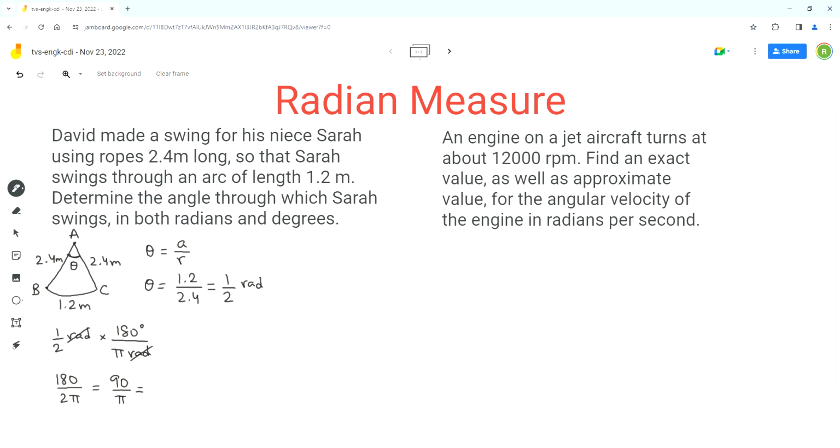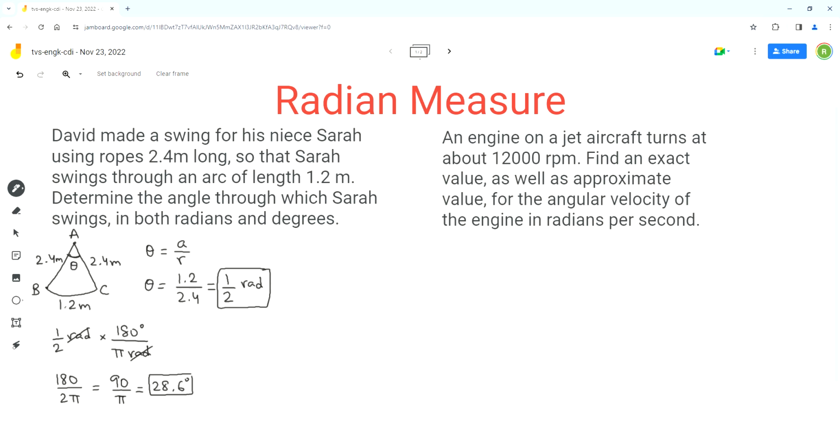And 90 over pi can be simplified into decimal form using a calculator. So 90 divided by pi is equal to 28.6 degrees. So this is the angle through which Sarah swings in degrees. So we are done with the first word problem. Now we can analyze the second word problem.